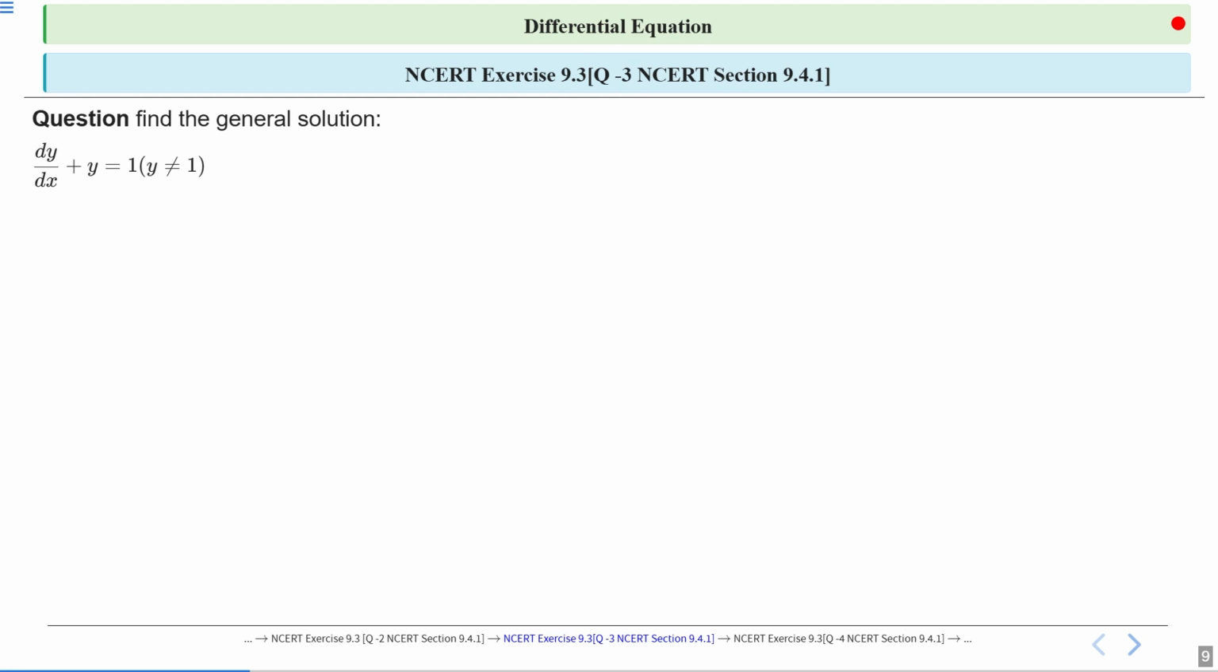Now question number 3 is: find the general solution of the given differential equation dy by dx plus y is equal to 1, and y is not equal to 1. That's a differential equation of first order and first degree, so we can apply the variable separable method to solve it. So just try.